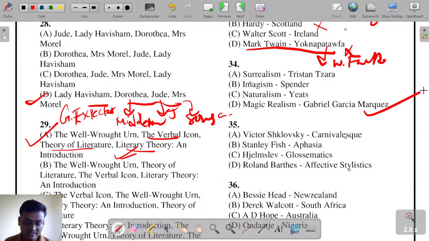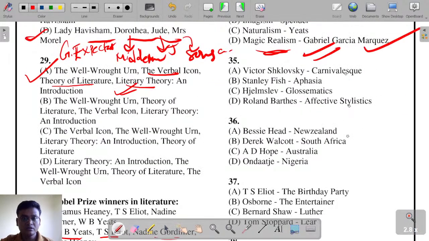Surrealism, Tristan Tzara. Humanism, Spender. Naturalism, Yeats. Magic Realism, Gabriel Garcia Marquez. Gabriel Garcia Marquez is Magic Realism, okay? Question 34, which one? Gabriel Garcia Marquez, Magic Realism. Yeah, this one is right.